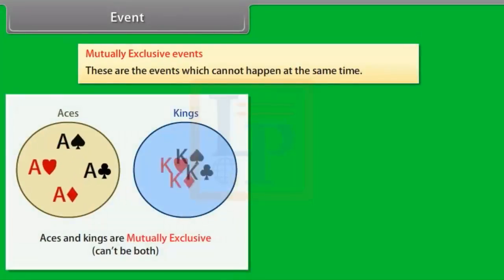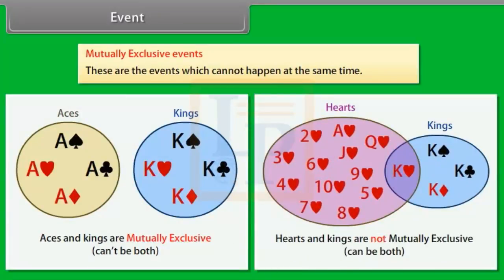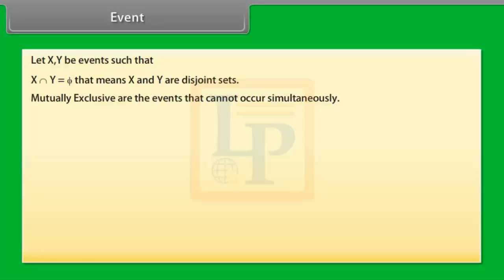Mutually exclusive events. These are the events which cannot happen at the same time. Let X, Y be events such that X intersection Y is equal to phi. That means X and Y are disjoint sets. Mutually exclusive events cannot occur simultaneously. For example, turning left and turning right are mutually exclusive. You can't do both at the same time.